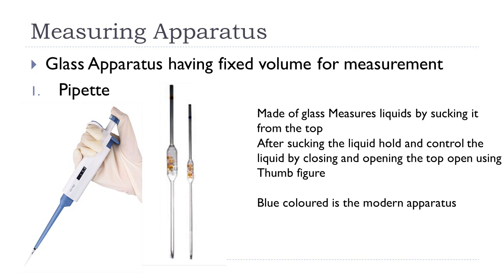And next apparatus, pipette. This pipette is called a measuring apparatus because it is used for measuring liquids by sucking the liquid from the top up to the mark level and closing the open end with the thumb. Then the measured liquid is poured out by removing the thumb.